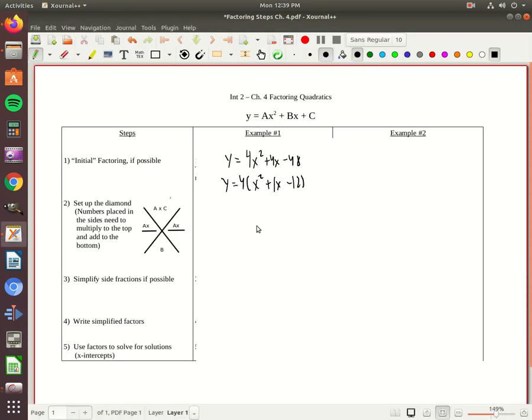All right, now we're going to set up our diamond. Our a, b, and c that we're going to use for the diamond are right here. So a times c is 1 times negative 12. Our b is going to be 1.